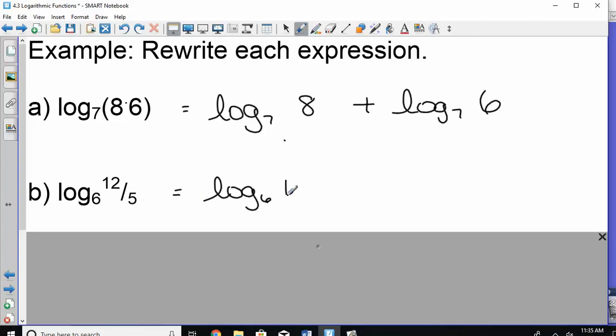Log base 6 of 12 minus log base 6 of 5. When you do the subtraction, you're subtracting off the thing on the bottom. So if there were several things on the bottom, you'd be subtracting off all of them.